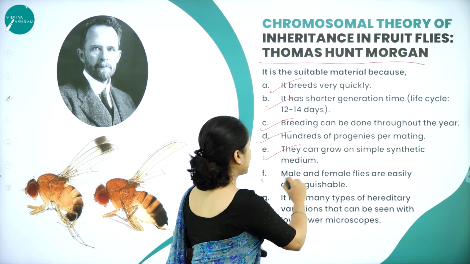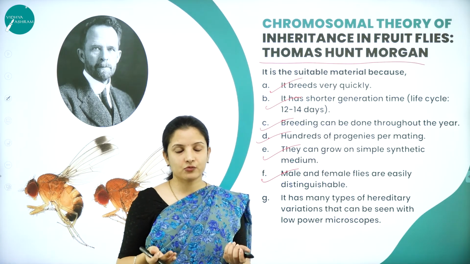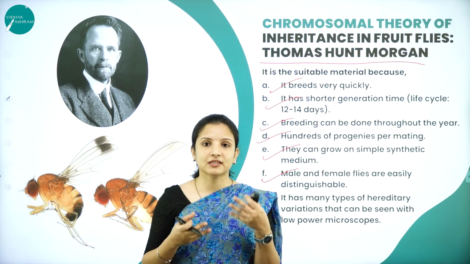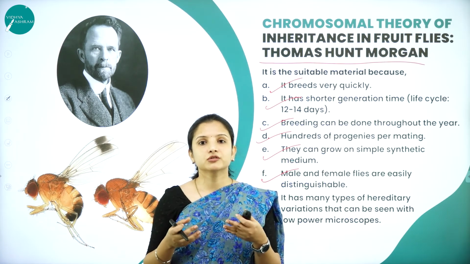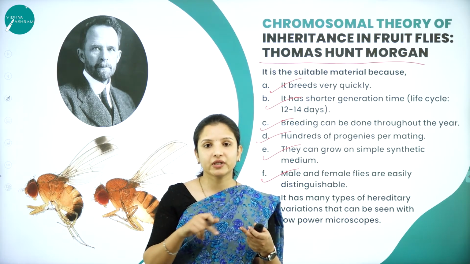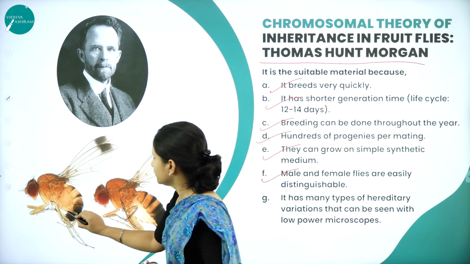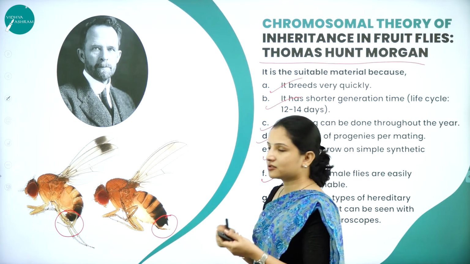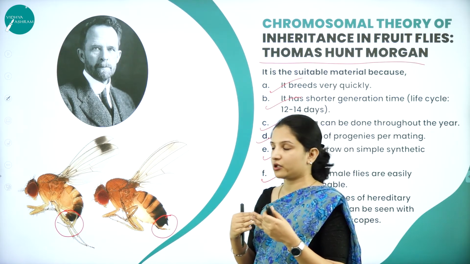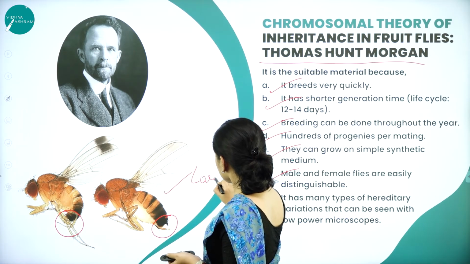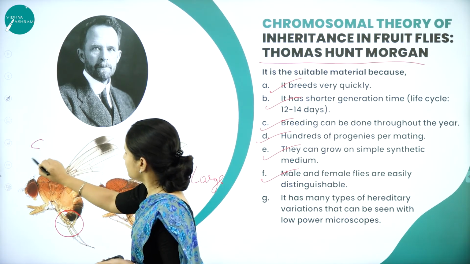And also the male and female flies are easily distinguishable. The males are usually smaller in size, the female flies are larger in size. Also, at the end of the male abdomen, it is usually round, but the female's is pointed. So you can easily distinguish between them. And also females are large, but males are small.